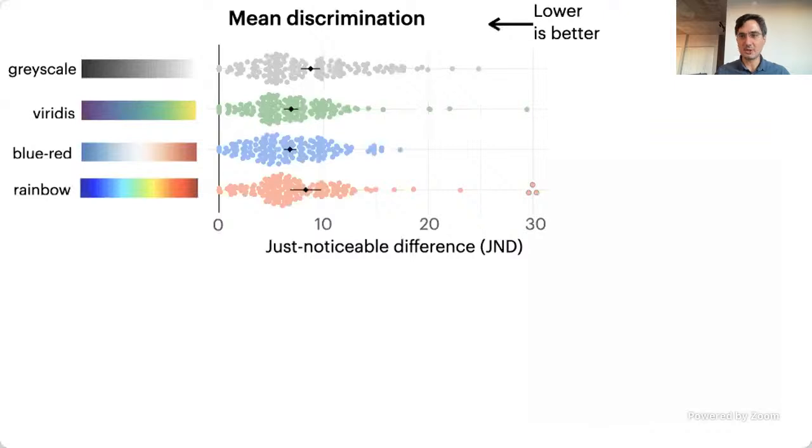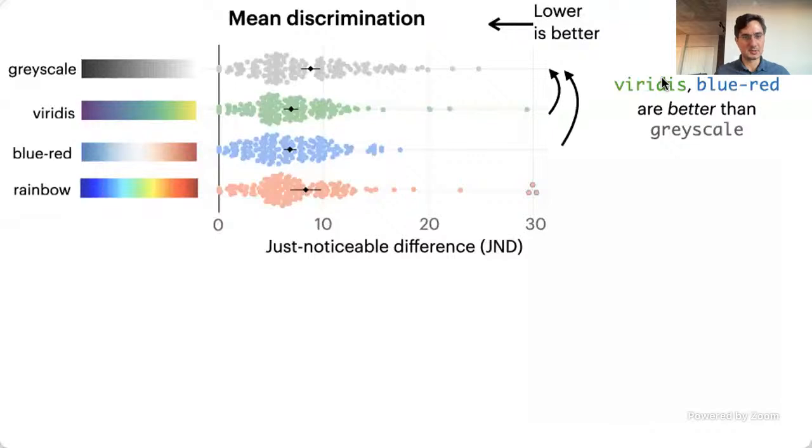Now, for mean estimation, there doesn't seem to be a huge difference between the color maps in terms of performance here, or in terms of JND. And really, the only small differences that we see are that we get better estimation with Viridis and blue-red than we can get with a grayscale or a monochromatic ramp. And this suggests that a little bit of hue variation is useful, but maybe not as much as having a rainbow.